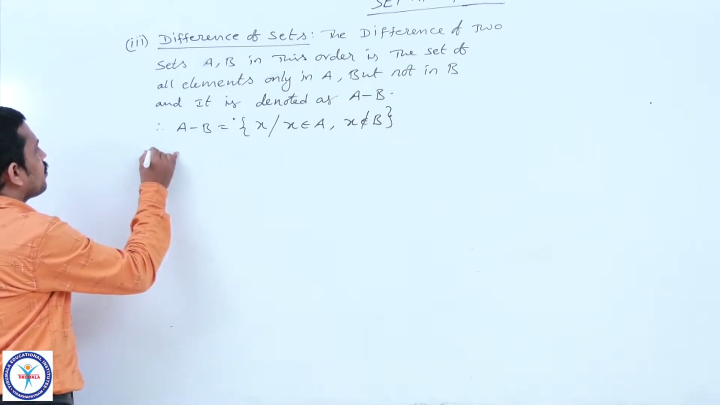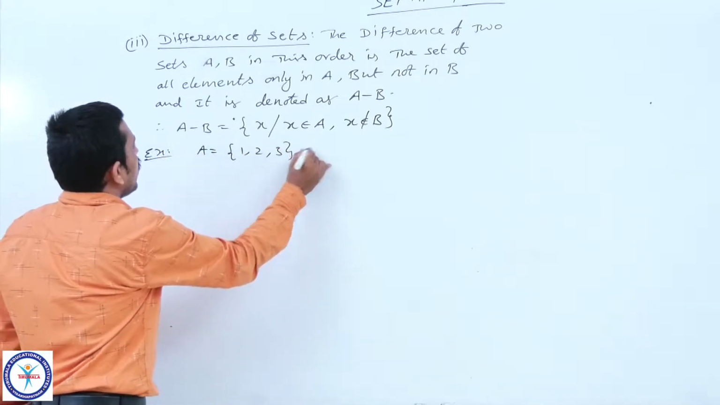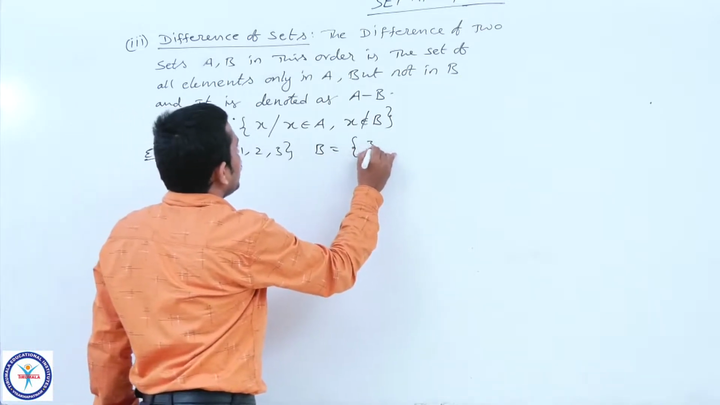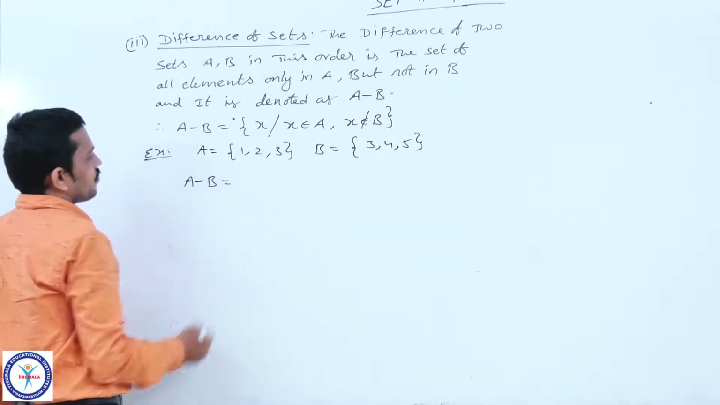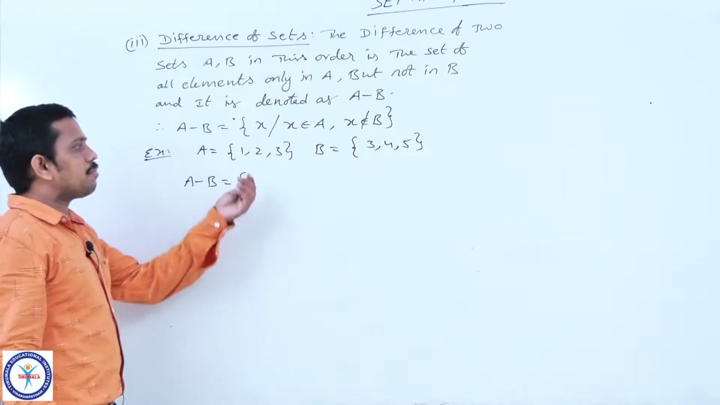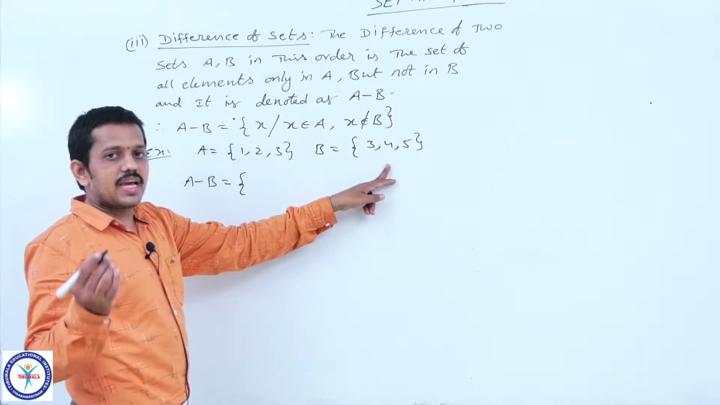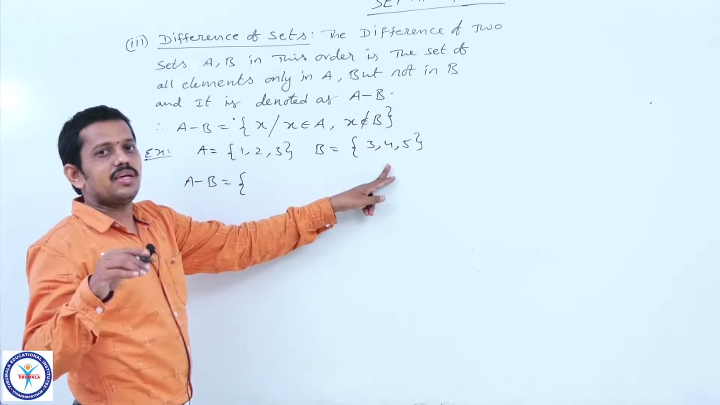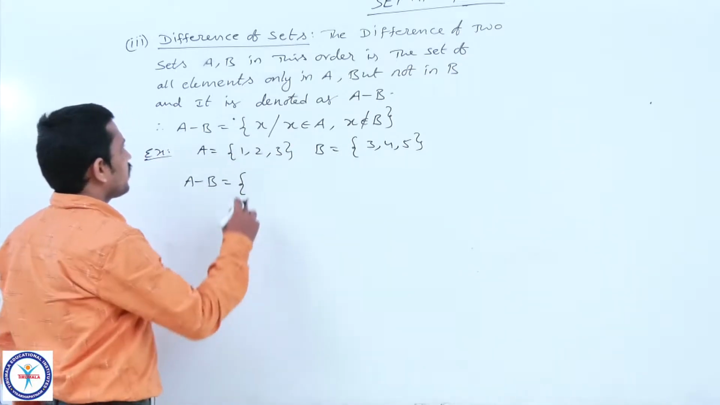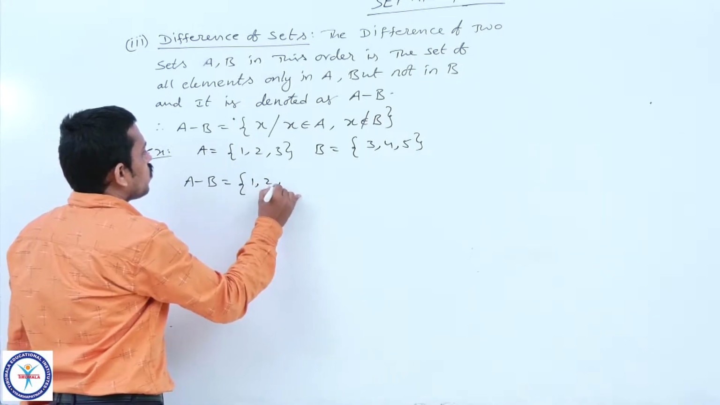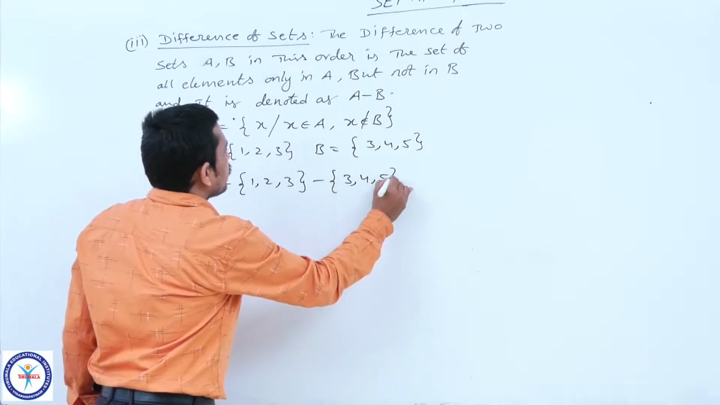So now we will see an example. If set A is equal to {1, 2, 3} and set B is equal to {3, 4, 5}, then what is A minus B? A minus B is the set of all elements only in A which do not belong to set B. If there exists any element which belongs to set B, then we eliminate that element and write the remaining elements of A. So here, {1, 2, 3} minus set B {3, 4, 5}.